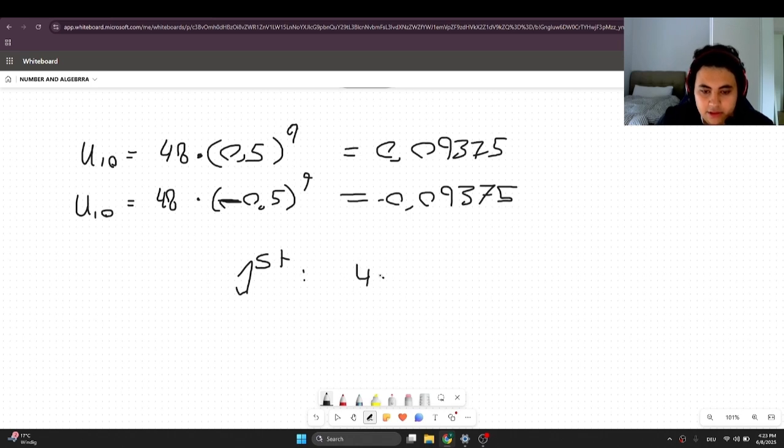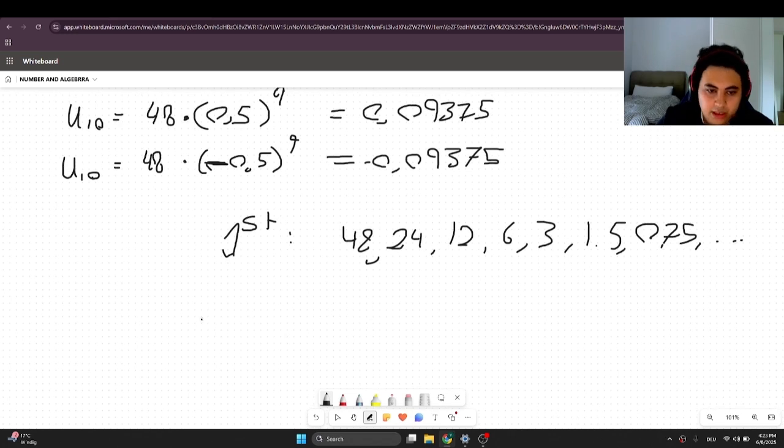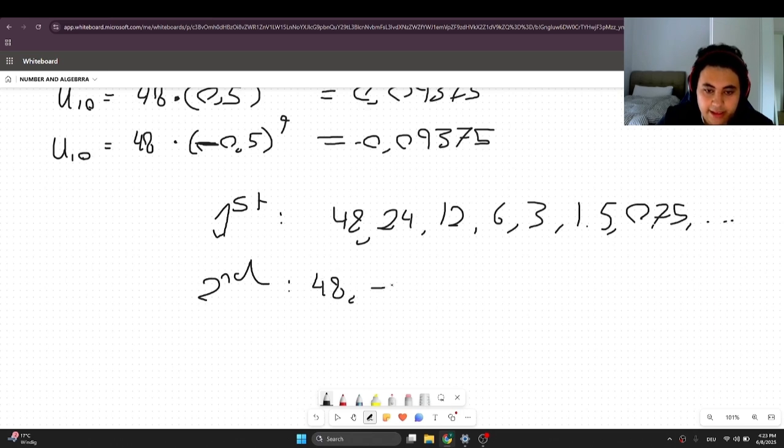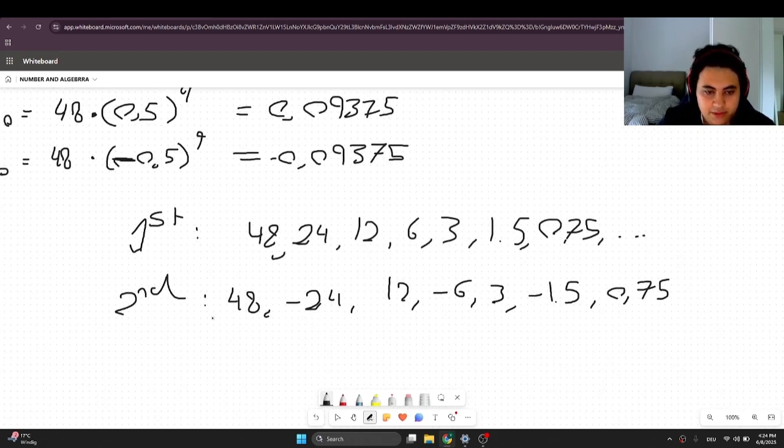The first sequence is going to be 48, 24, 12, 6, 3, 1.5, 0.75, and so on. The second sequence is going to look something like this: 48, negative 24, 12, negative 6, 3, negative 1.5, and then 0.75. Now, if you look here at some of these terms, 48, our u1 and u1 are the same.